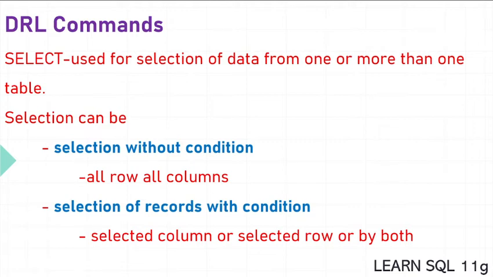Selection can be of two types: selection without condition, where you will be able to see all rows, all columns. Second is selection of records with condition, where you can have column wise selection, row wise selection, or both. So let's directly jump to the SQL prompt.